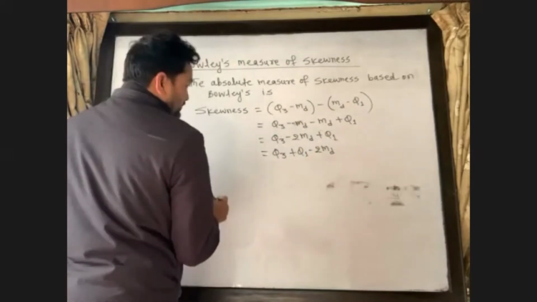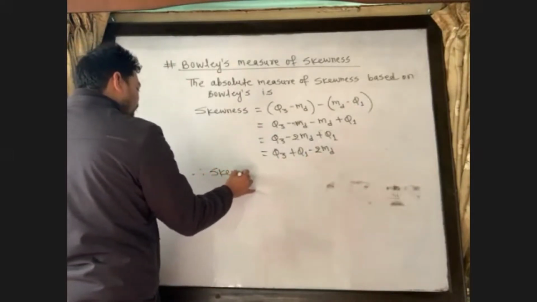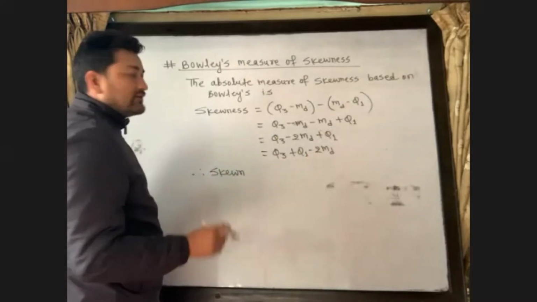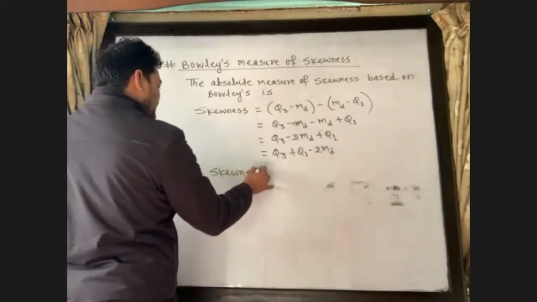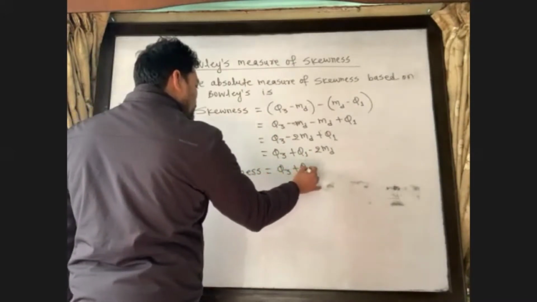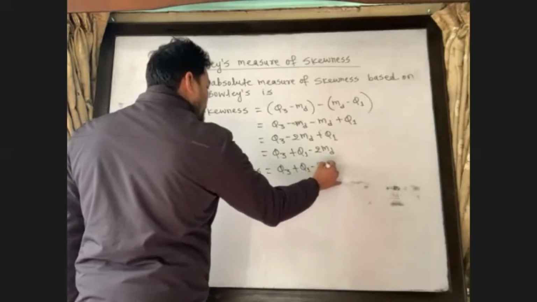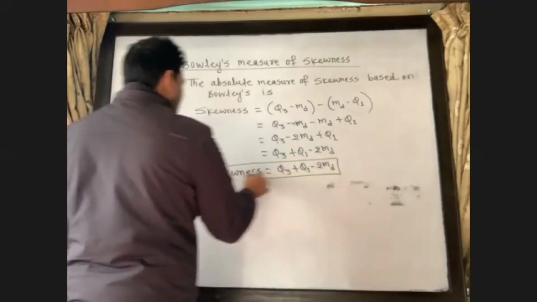Okay, we found the formula for skewness based on Bowley's. This is the absolute measure of skewness. So skewness equals Q3 plus Q1 minus 2MD. Okay, this is the formula for skewness.